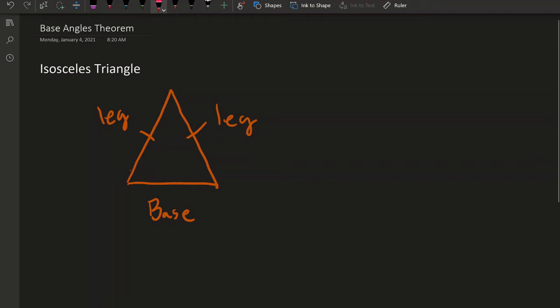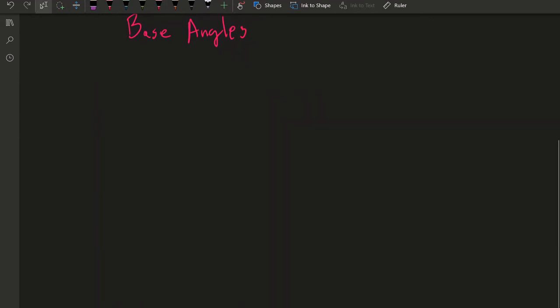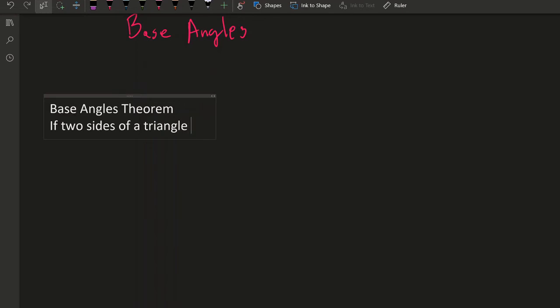Now, I'm going to throw in another piece of vocabulary here, and that's these two right here. These two angles here would be called the base angles. So this leads us into the base angles theorem, and that states that if two sides of a triangle are congruent, then the base angles are congruent.